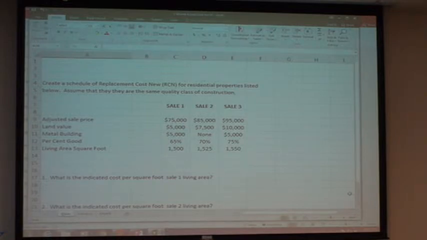On the first one here, you got 75,000 minus 5,000 minus 5,000 gives you what? 65,000. If you divide that by 0.65, what do you get? 100,000. Divide by 1,500, what do you get? 66, 67, something like that? Yeah. So do the other two. My example's got it divided by the square foot and 0.65, it gets you the same answer.